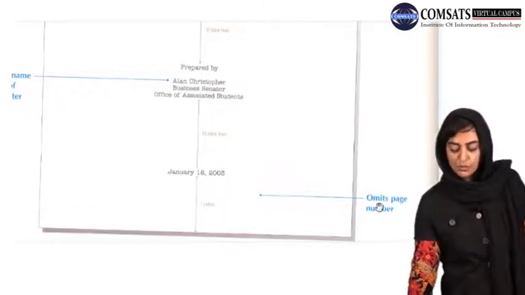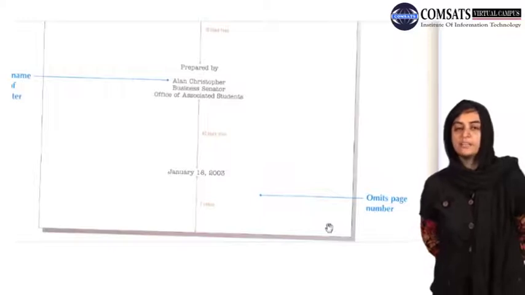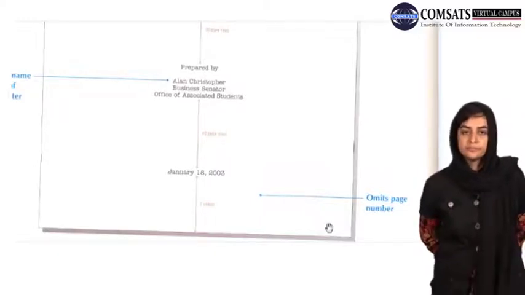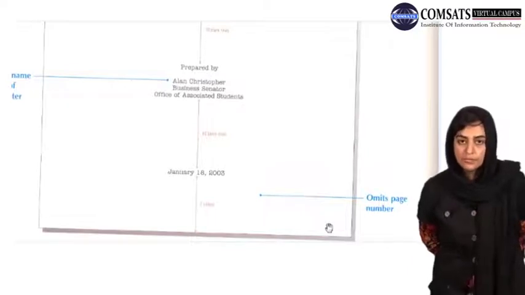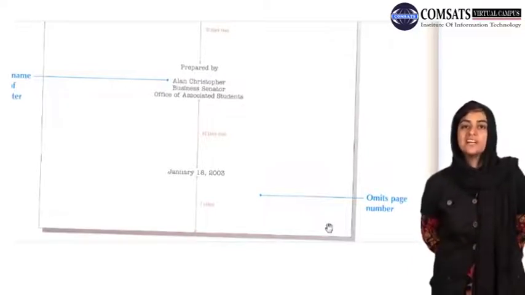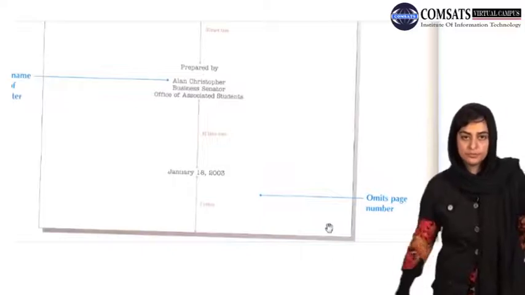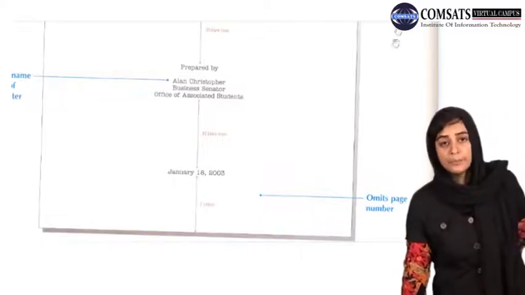As you can see, there is one more direction in front of you on the screen. Omit the page number. When you are going to number your report, the formal report, the numbering should not be starting from the cover page or the title page. This page is not numbered.